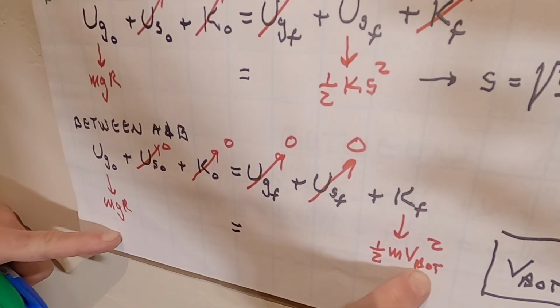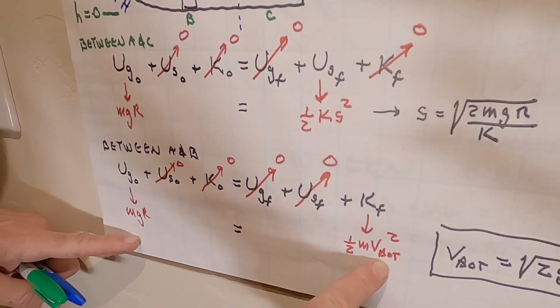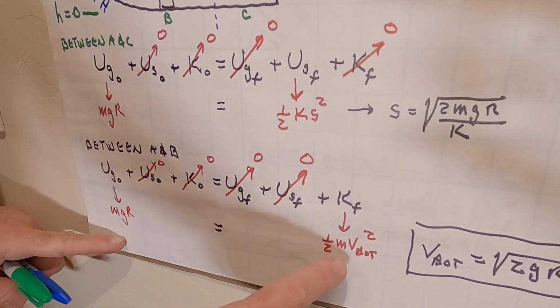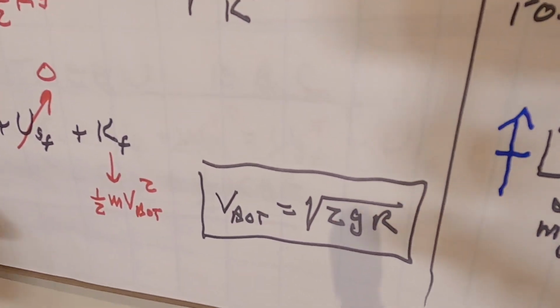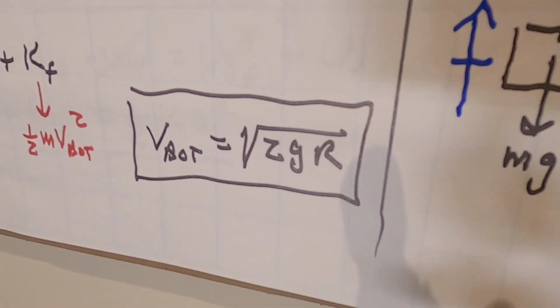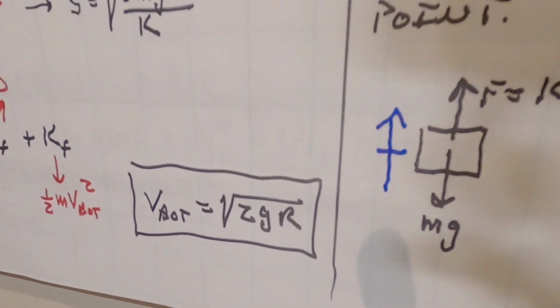Set these two equal. If we set those two equal, you can just get rid of the m's, throw the 2 over, and take the square root. So it's just v equals the square root of 2gR. See how easy that is right there when you're using this equation.